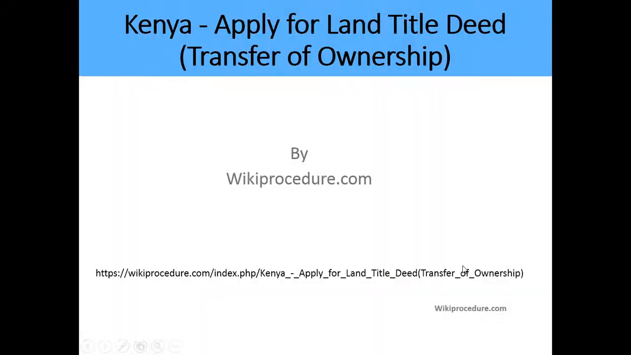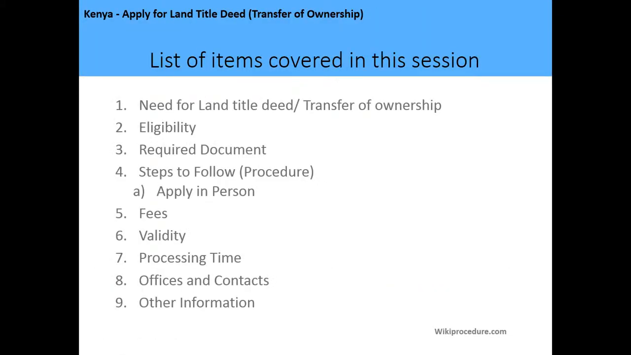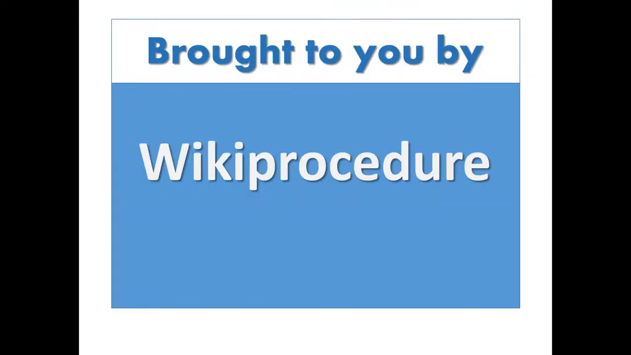So let's get back to our presentation. The list of items that we're going to cover in this session include the need for the land title deed and/or transfer of ownership, the eligibility, the required documents, steps to follow, fees applicable, validity, processing time, offices, location, and other information. This presentation is brought to you by wikiprocedure.com.